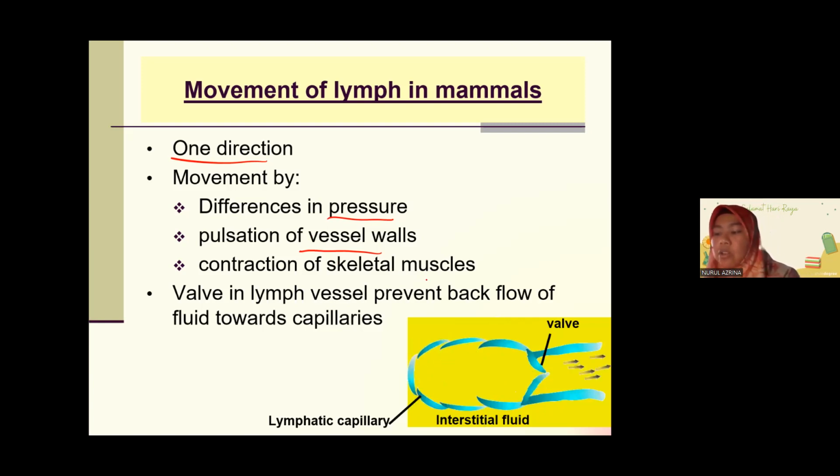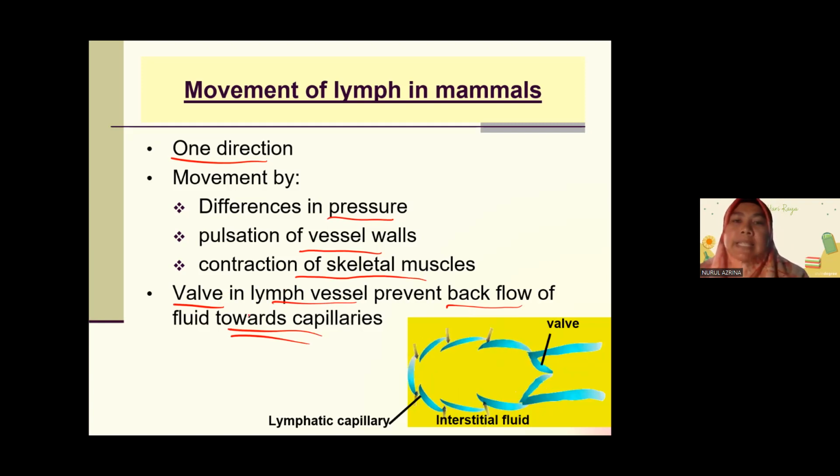Next is due to the contraction of skeletal muscle. So contraction of skeletal muscle assists the movement of lymph, as in our circulatory system as well. And valves in the lymphatic vessel prevent the backflow of fluid towards the capillary. So the presence of the valve will prevent the lymph fluid from flowing back into the capillary.